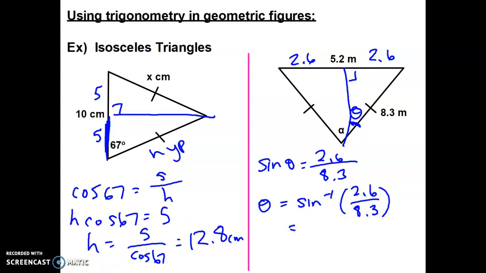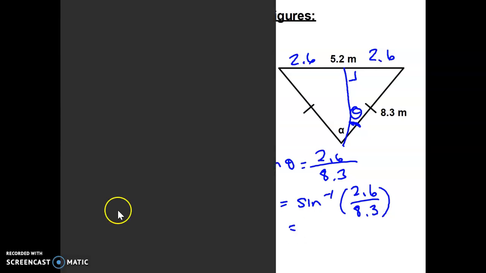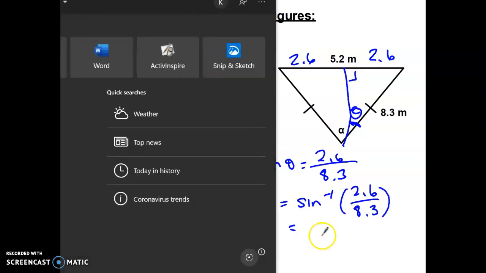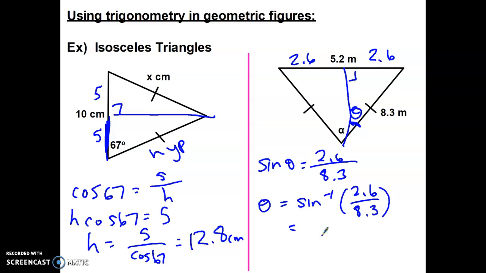So I'm going to type this one in my calculator. All right, and I got 18.255, whatever. Now remember, that's only half of the whole angle alpha that I want. So to find alpha, I'm going to multiply that by 2, and then I'll round to 3 sig figs, 36.5 degrees. All right, and that's going to be the final answer there for my alpha.